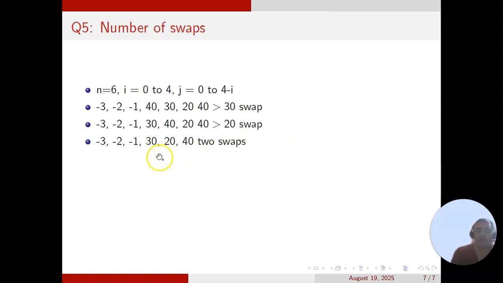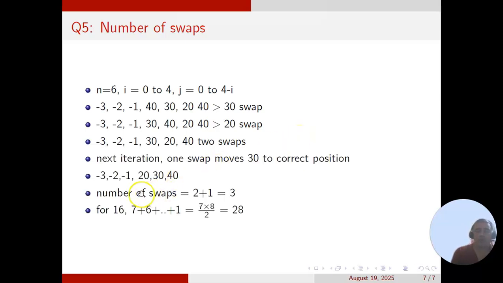In the next pass, similarly, 30 will be swapped with 20, and 30 will be correctly placed. Then the number of swaps required here is 2 plus 1.